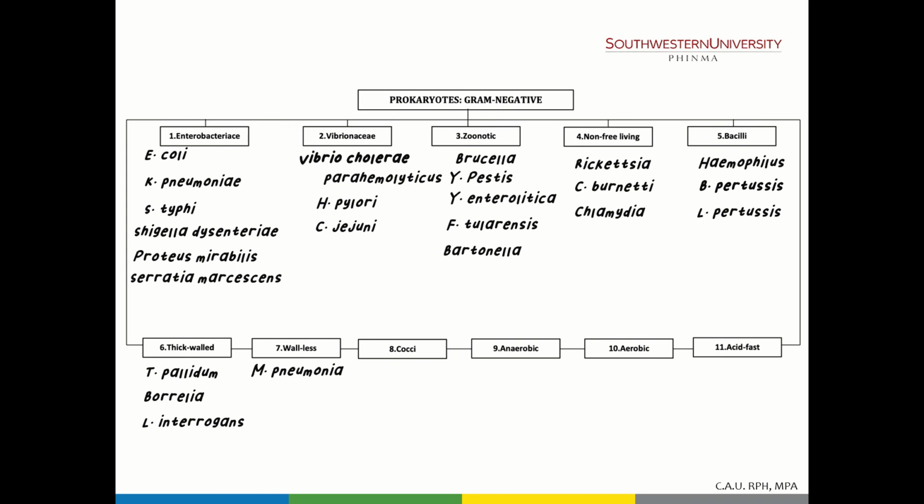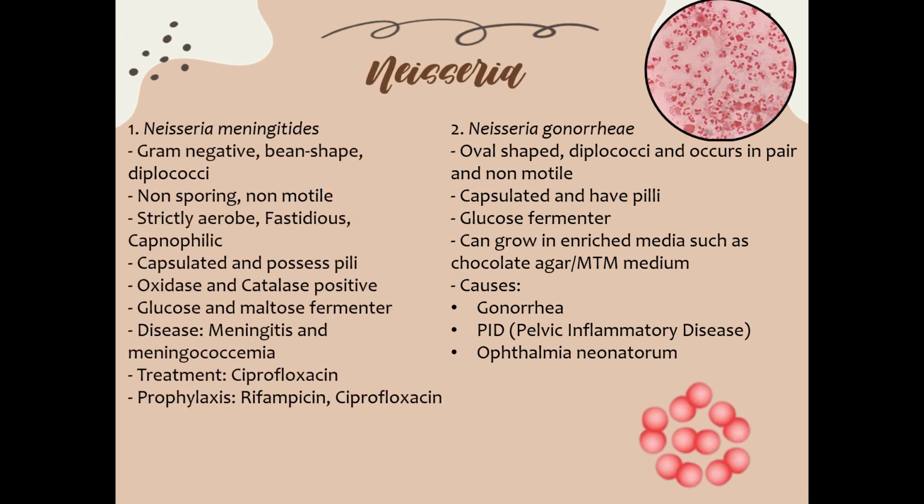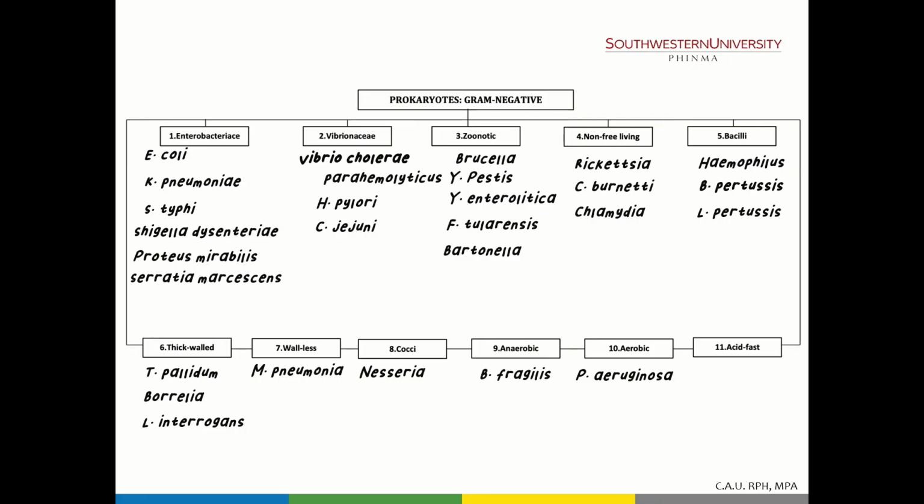Next group is the cocci. Cocci are spherical or round-shaped bacteria. An example bacteria for this group is Neisseria. Under this group is Neisseria meningitidis that causes meningitis, and Neisseria gonorrhoeae that causes gonorrhea. Easy, right? Because of the similar sounding strain and causative agent. So again, Neisseria meningitidis causes meningitis, Neisseria gonorrhoeae causes gonorrhea.